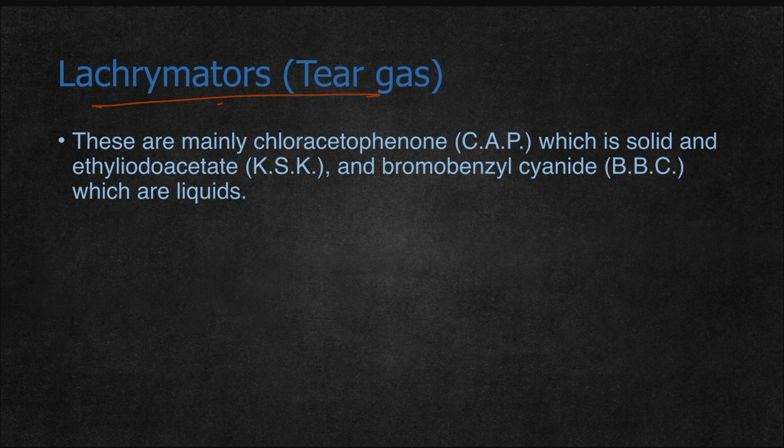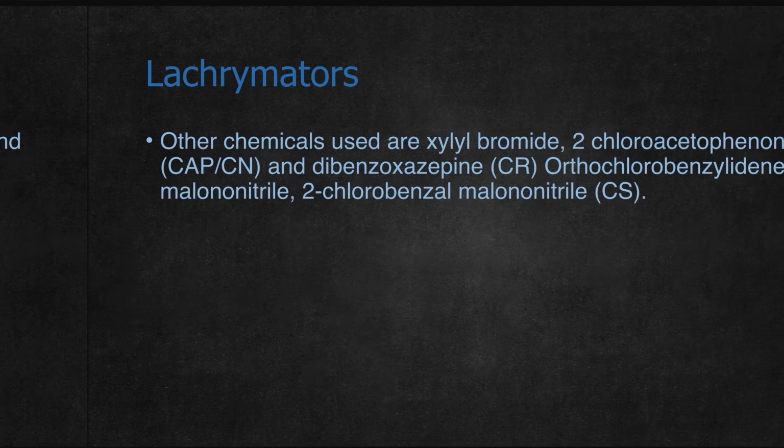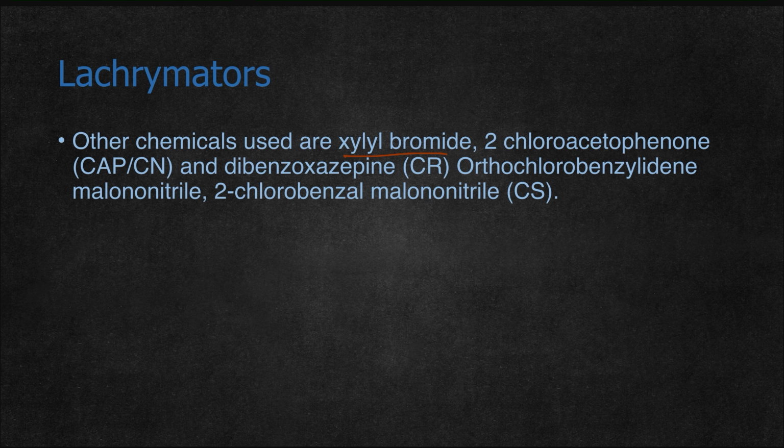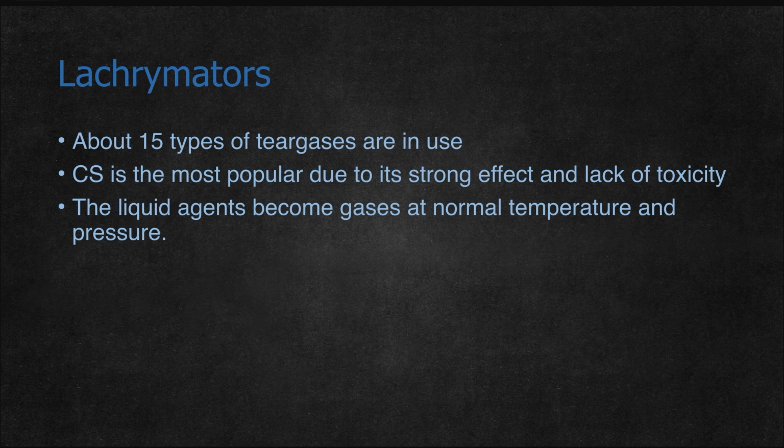Then lacrimators, which are known as tear gases. These are usually used as crowd control agents and not as fatal poisons. They mainly include chloroacetophenone, which is solid, and ethyl bromoacetate and bromobenzyl cyanide, which are liquids. Other chemicals include xylyl bromide, 2-chloroacetophenone, dibenzoxazepine, orthochlorobenzylidene malononitrile and 2-chlorobenzyl malononitrile. About 15 types of tear gases are in use.